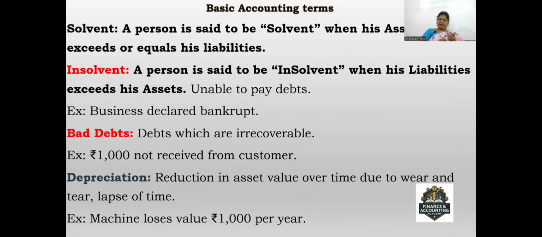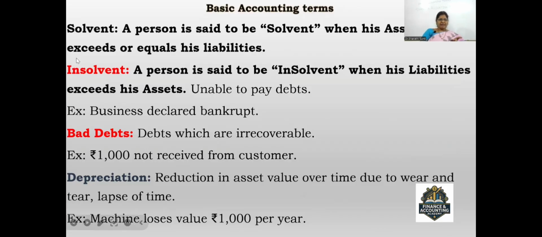Okay. Next, insolvent. Who is insolvent? A person is said to be insolvent when his liabilities exceed his assets. It means whatever assets we have, say 10 crores, but our liabilities are 15 crores. Can we pay all the debts? We can't pay. So we are unable to pay our debts, then we are called insolvents. So what's the difference between solvent and insolvent? When we are able to pay all our liabilities very comfortably, we are solvents. When we are unable to pay our liabilities, we are insolvents.